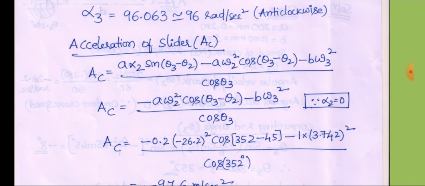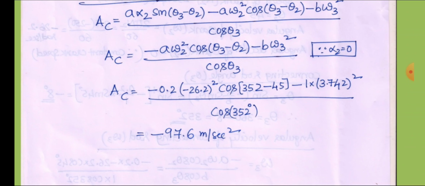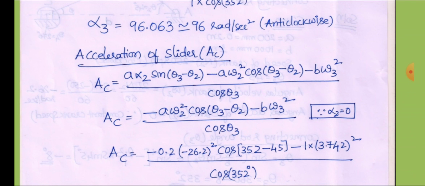Next, find the acceleration of the slider, that is AC. Once again note down the formula. In that formula, the first term which contains alpha 2 is going to become 0 because alpha 2 is 0. So you cancel the first term in the numerator, and the remaining two terms I write as they are, divided by cos theta 3. Now that is our AC, as alpha 2 is 0. Now substitute and simplify. I am going to get minus 97.6 meters per second square, because this is linear acceleration.